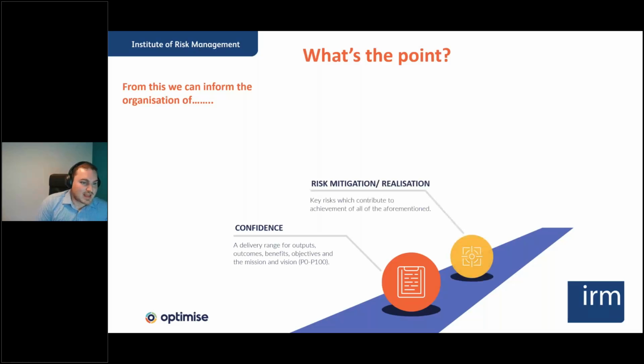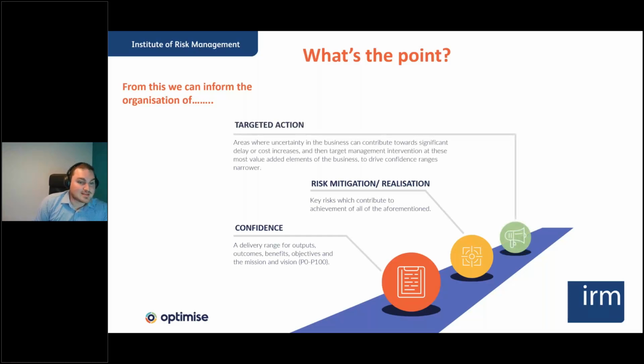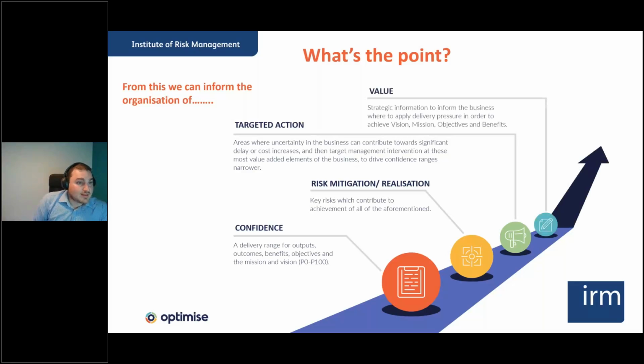So we can look at risk mitigation and realization against key risks across the organization that can have impacts up at the higher level of the organization, and we can start trying to do something about them by taking targeted action. So again, we can look at areas of the business where there's uncertainty. It might not necessarily be risk, it might just be some key uncertainties that are driving some of the top level targets, and we can work back through the network to understand where they are, target effective management action against them to make sure that the confidence ranges start narrowing down. We have a tighter window to aim for and deliver against, and fundamentally that gives us value.